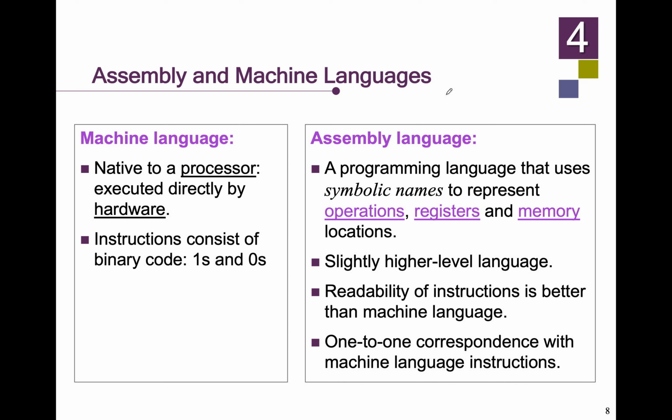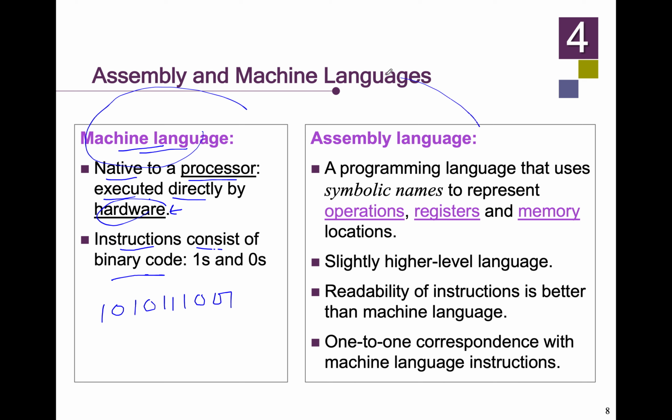You can see over here, you have machine language. It is native to a processor, which means it is executed directly by your hardware. Your processor executes it directly because it understands machine language. The instruction consists of binary code. As I mentioned, normally it is going to be like 1010001111, which I also don't understand. So that is machine language.